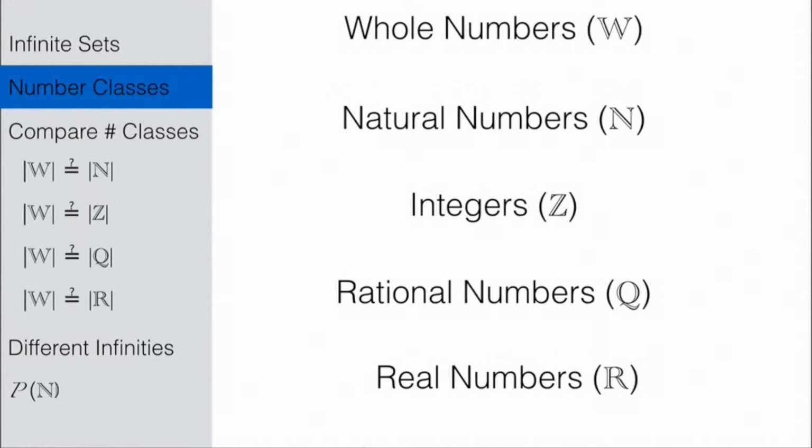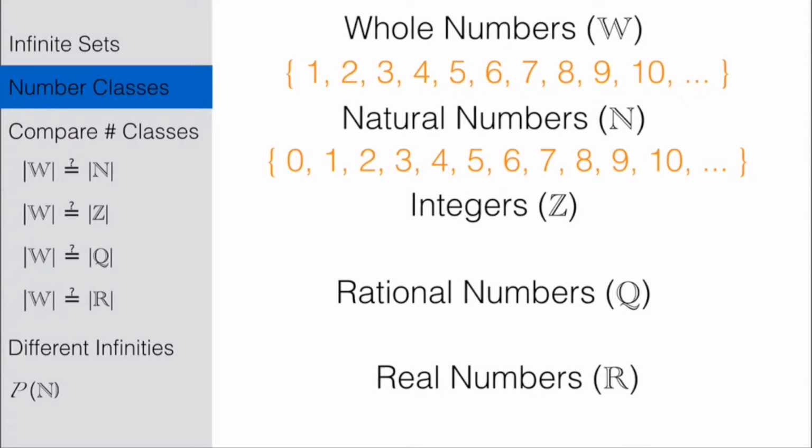For the rest of the video, the infinite sets that we're going to be dealing with are going to be the number classes. We're going to review them really quickly, but if you're not familiar with the number classes, I'm going to put a link to a Khan Academy video in the notes. The first number class is the whole numbers, and this set starts at 1 and then counts by 1 up to infinity. The natural numbers is very similar, only it starts at 0 and counts by 1 to infinity. The integers counts by 1 in both directions to infinity, so it starts at 0 and goes into the negative numbers to negative infinity, and in the positive numbers to positive infinity.